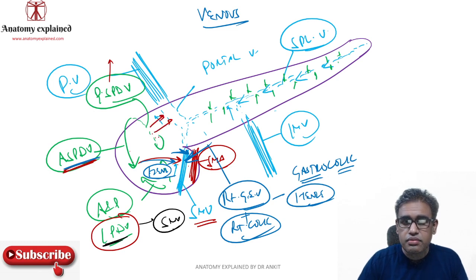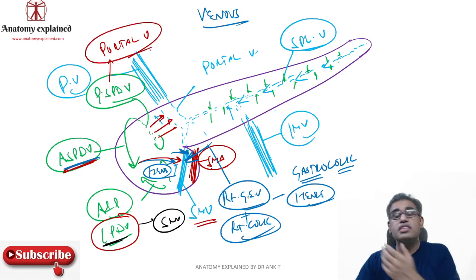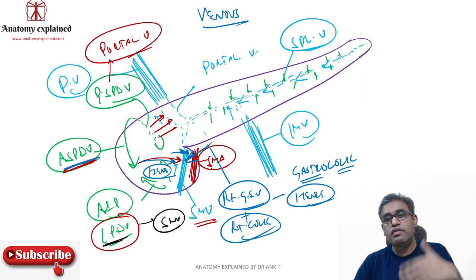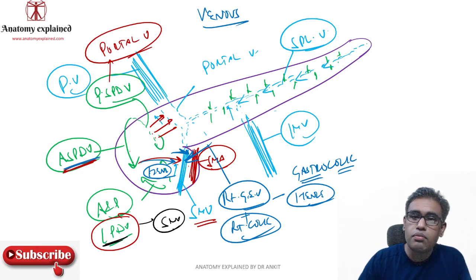What is the nearest vein? That is the portal. So it drains into the portal vein. The nearest vein is portal vein. So common sense. Portal vein was lying behind, this posterior vein is lying behind, so that drains into the portal vein. So this is your venous structure, venous drainage.